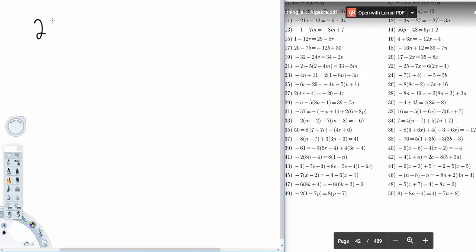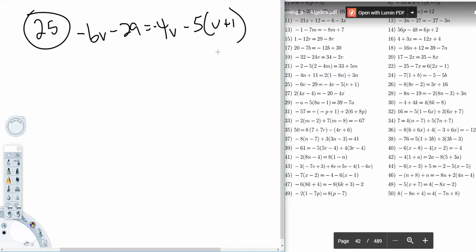Moving along top speed now to 25. 25 minus 6v minus 29 equals minus 4v minus 5 times v plus 1. Okie dokie.